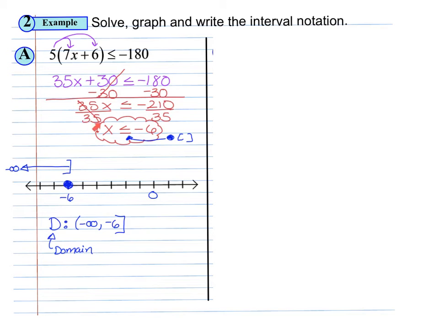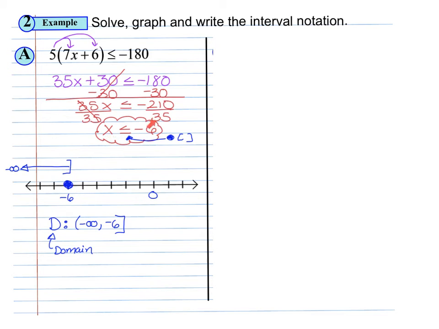We divide both sides by 35 because we want to get x by itself. This reduced to a 1, so now we have x less than or equal to negative 210 divided by 35, which is negative 6. Again, this inequality has an equal sign, so that means it's filled in and it's a bracket. We have our 6, and we know that 6 is part of our answer, so we have filled it in.